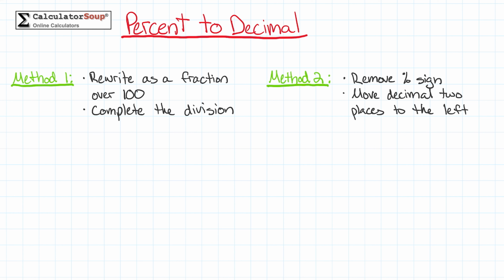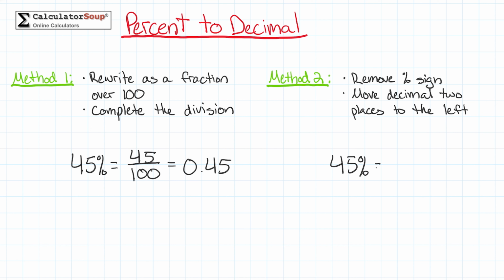Let's do another example. Let's turn 45% into a decimal. First, rewrite the percentage as 45 over 100. Then, do 45 divided by 100 to get 0.45. Now, let's use the shortcut again. First, remove the percent sign so 45% becomes 45. Then, move the decimal point over 2 places to the left to get 0.45.